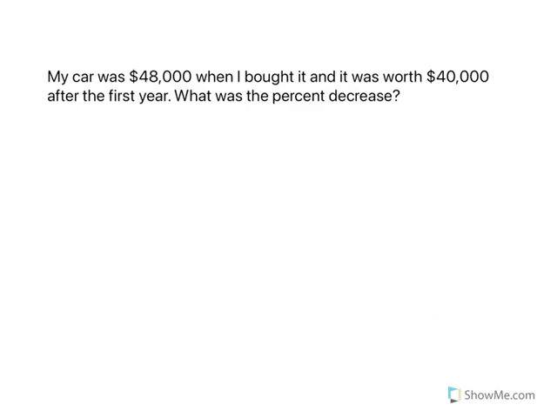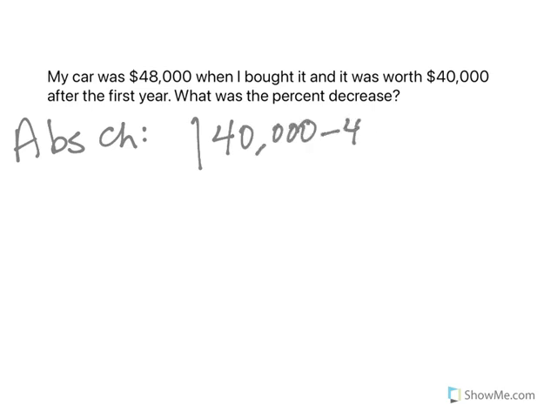So let's go ahead and do an example. My car was $48,000 when I bought it, and it was worth $40,000 after the first year. What was the percent decrease? Remember, the first thing we need to do is find the absolute change. So I'm going to take the absolute value of the final value of 40,000 and subtract the initial value of 48,000. And so we have the absolute value of negative 8,000, which is 8,000. So that is our absolute change.